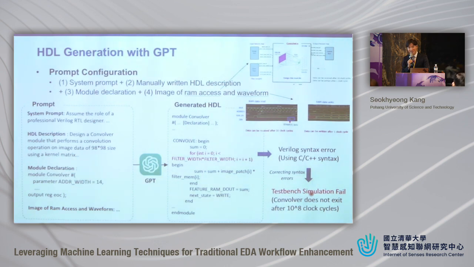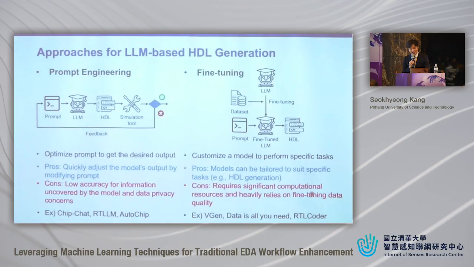However, I'm not sure, maybe 3 or 4 years later, ChatGPT can design Verilog better than a human. I'm not sure. Anyway, to improve the quality of LLMs for Verilog HDL, there are two approaches. One approach is prompt engineering, and another approach is fine-tuning.